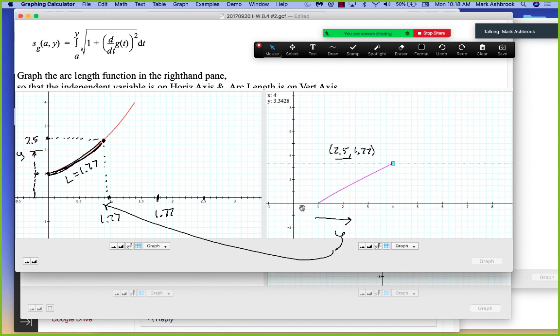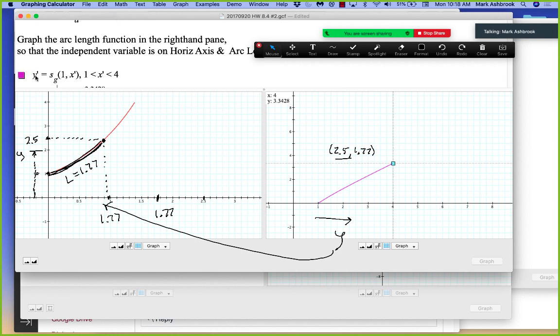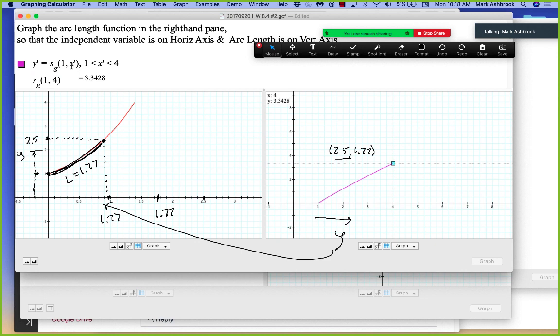Right. So down here, the meaning of these values on my horizontal axis are the y values over here, the input, the independent variable. And then the meaning of these y values on this graph are how much arc length we accumulated on this graph. That's what I did. I said y on the right is the arc length function starting at 1. And we're going to put the independent variable, which was y over here, on the x-axis. Okay, sure. All right, so let's move on here.